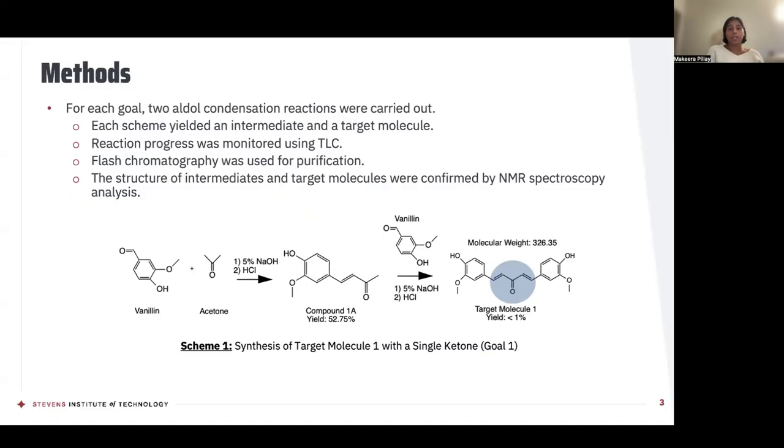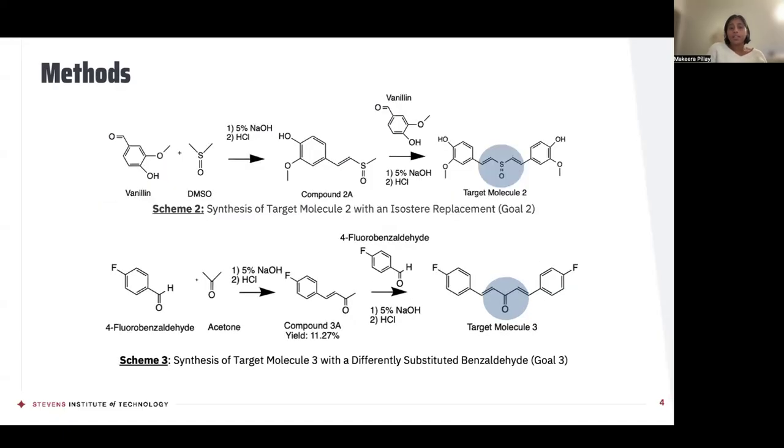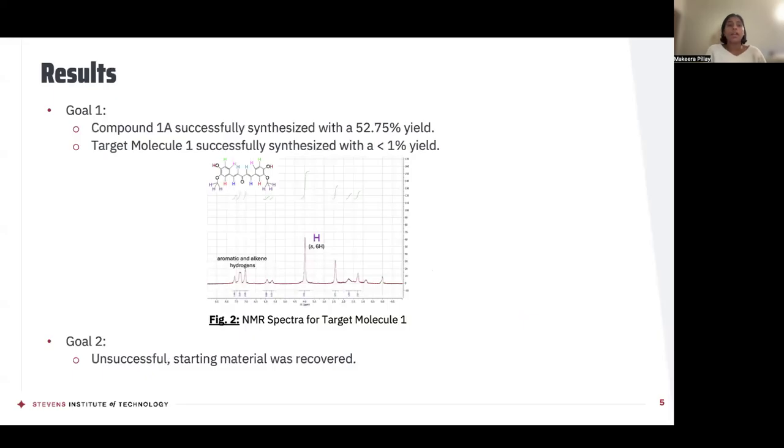Scheme 1 shown on the slide corresponds to the synthetic scheme for goal 1, with compound 1A being the intermediate and target molecule 1 being the final molecule. Similarly, scheme 2 corresponds to the synthetic scheme for goal 2, with compound 2A being the intermediate and target molecule 2 being the final molecule. And then finally, scheme 3 corresponds to the synthetic scheme for goal 3, with compound 3A being the intermediate and target molecule 3 being the final molecule.